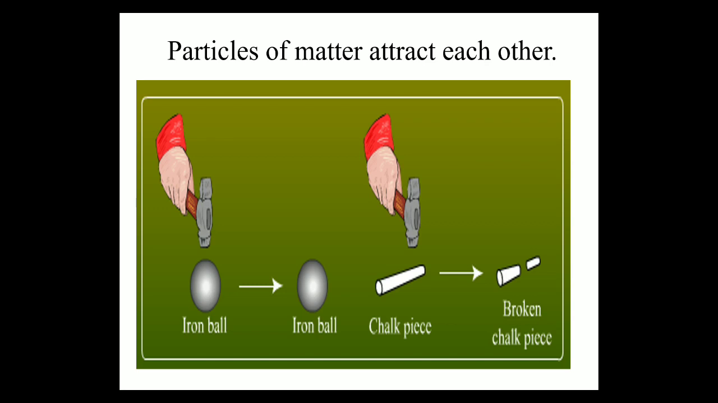But if you try to break a chalk piece, can you break it? Yes, you can easily break the chalk piece with your hand. Hammer is far off, with a hammer you can make it into powder, right? In the iron ball you are not able to even change the shape of the ball, because the force of attraction in the iron ball is greater. But in the chalk piece, the force of attraction is very, very less. That is why it can easily be broken into pieces, or it can even be made into powder form, because the force of attraction in the chalk piece is less.